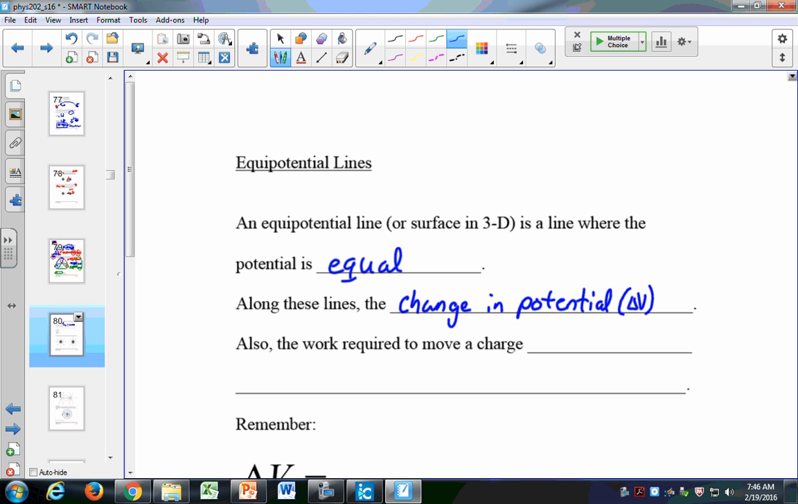Delta V equals 0. And also, because our change in potential is 0, remember, potential is energy per charge. So as you move along these lines, the potential, the energy, doesn't change, because the energy per unit charge doesn't change. And so the work required to move a charge along a potential line, an equipotential line, is equal to 0.